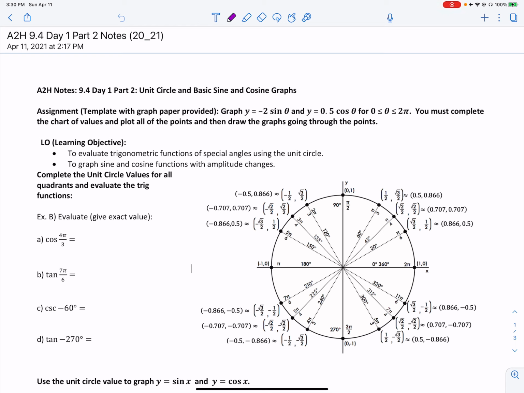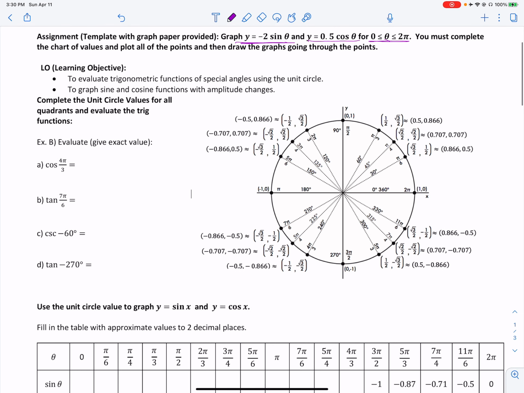So there are only a couple of problems that I'm going to have you do with this. I want you to graph y equals -2 sine theta and y equals 0.5 cosine theta between 0 and 2 pi. I have a template for you to do your graphs on and fill out the charts. Here are a couple of examples, and we're going to start by reviewing the 9.4 Day 1 Part 1 concept with the unit circle.